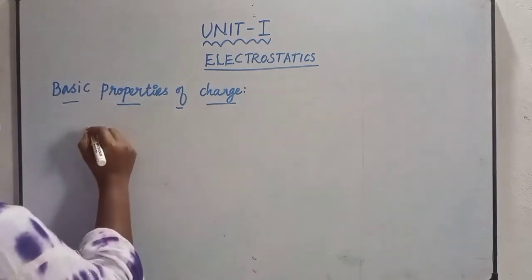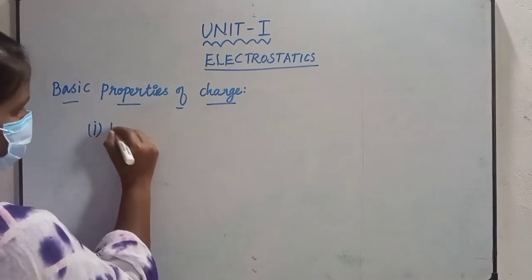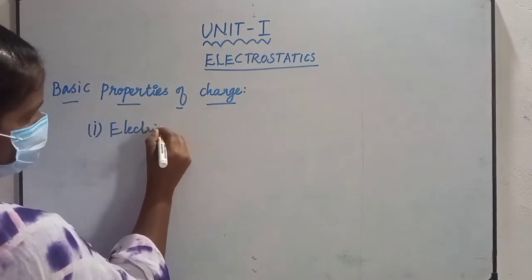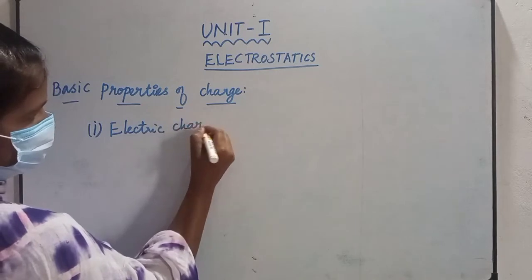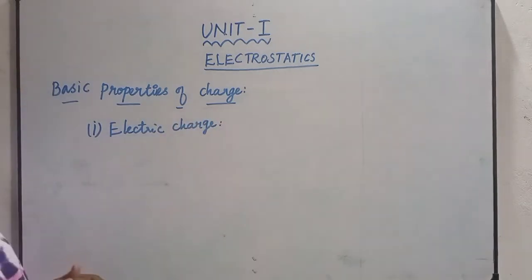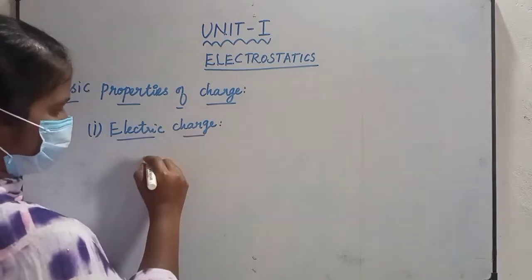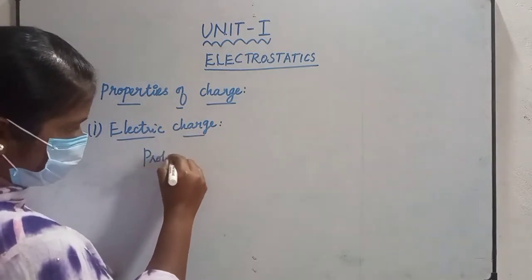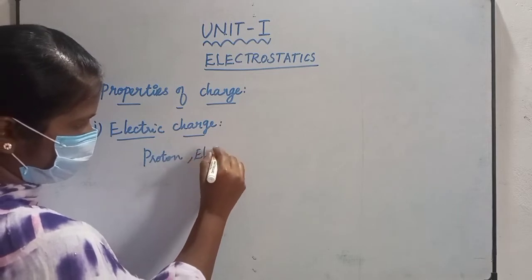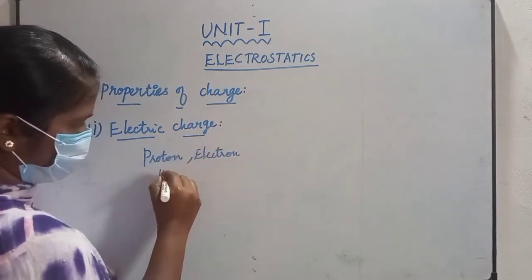First of all, we have to discuss the electric property of charges. The first one is the electric charge. We know all the materials in the universe are made up of atoms. Inside the atoms, we have three particles: one is the proton, another one is the electron, and another one is the neutron.